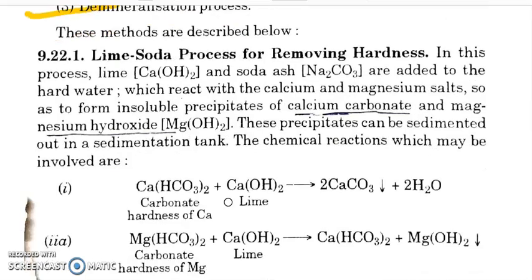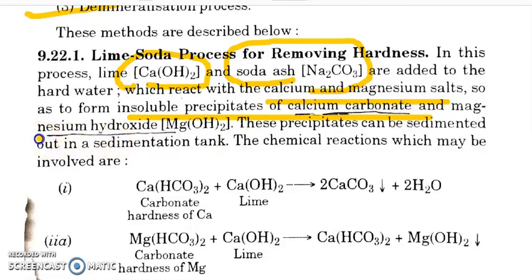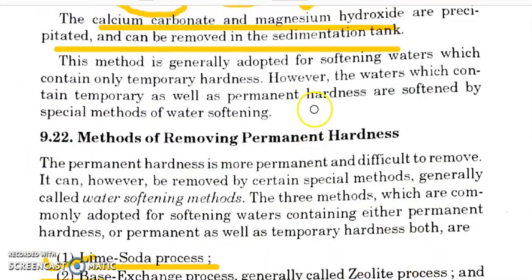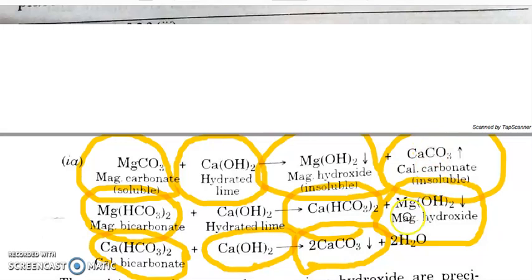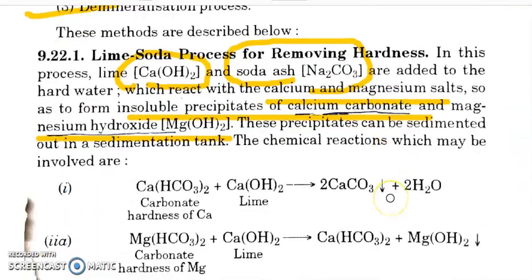In the lime soda process for removing the hardness, calcium hydroxide, or lime, and sodium carbonate, or soda ash, are added in the hard water, and these two react with the calcium and magnesium salts to again form insoluble precipitates of calcium carbonate and magnesium hydroxide. Same thing as you have seen here: calcium carbonate and magnesium hydroxide. So here also these are produced and precipitated in a sedimentation tank.